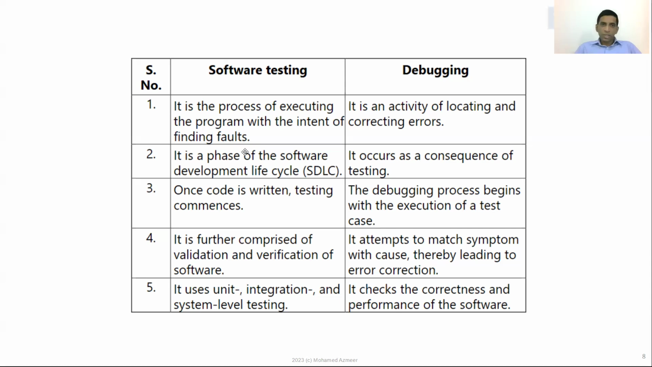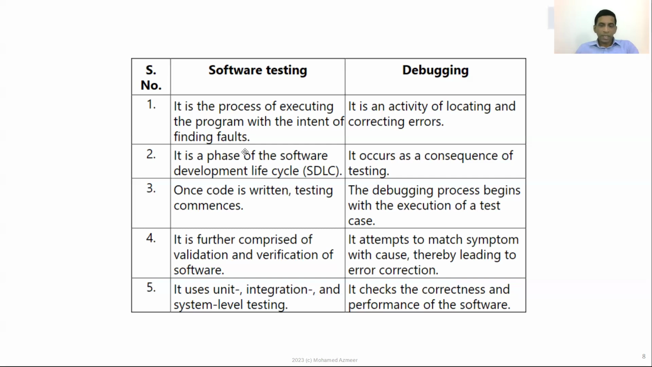Number three, once code is written, testing commences. So once the code is done, you start testing. Whereas the debugging process begins with the execution of a test case. So you run a test case and then you debug the code. And number four, further comprised of validation and verification of software. So remember, we have V&V, verification and validation. That's the software testing case.